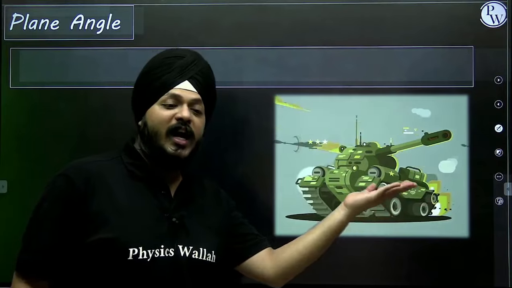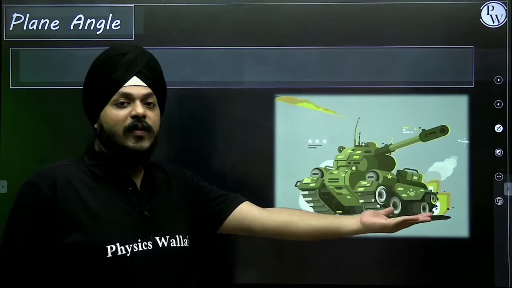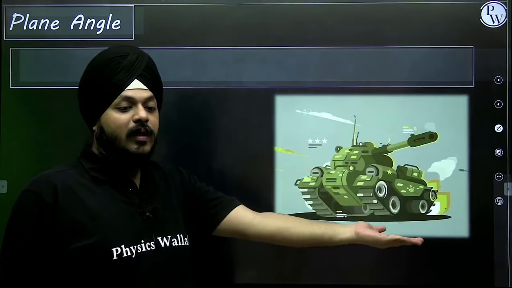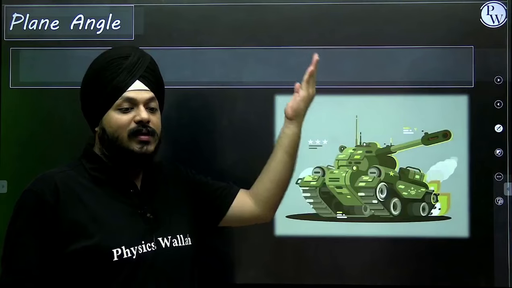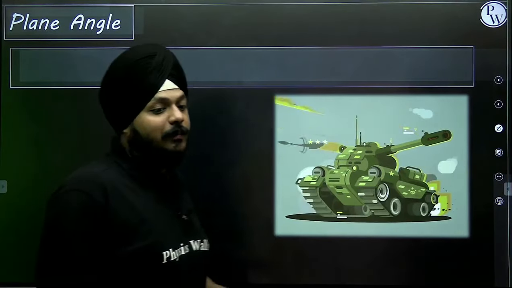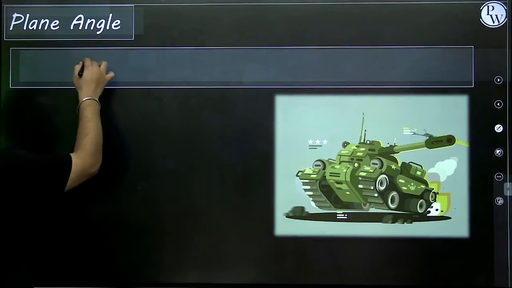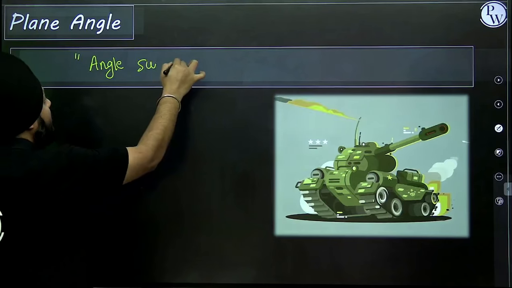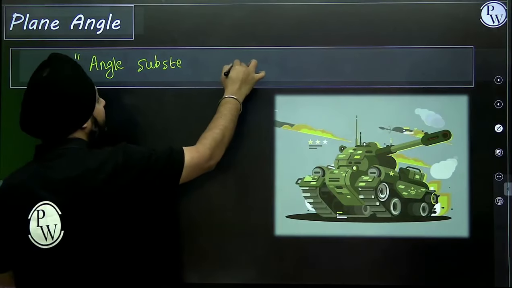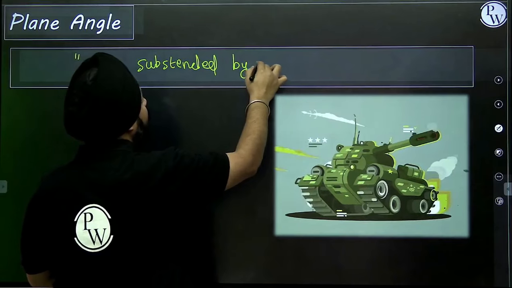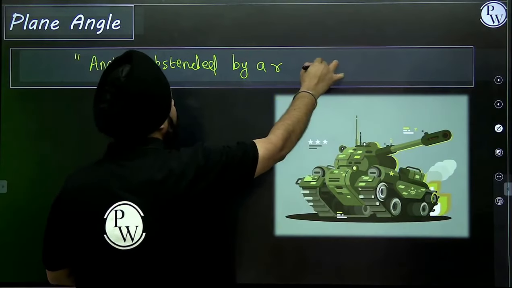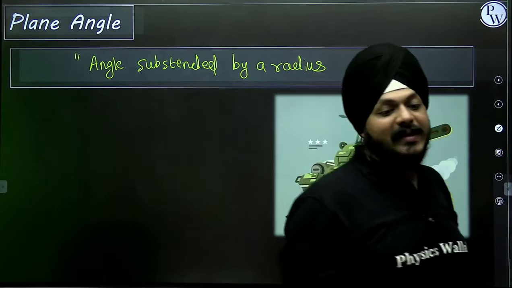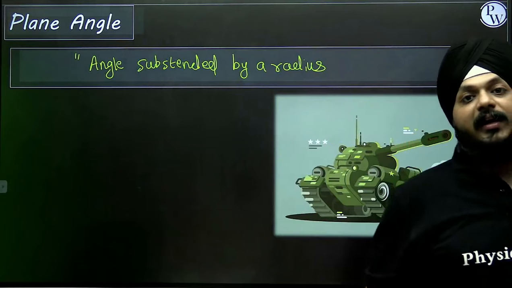So with respect to the ground, the horizontal surface level, at what angle is the nozzle tilted? You can see at what angle the nozzle is tilted. So what is the definition of the plane angle? Angle subtended by a radius.